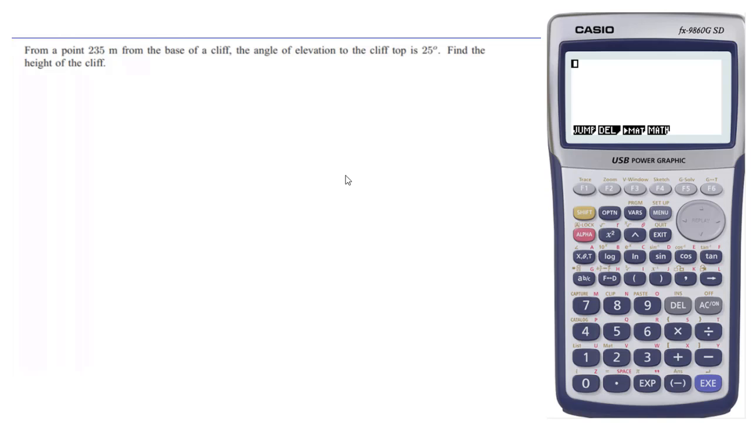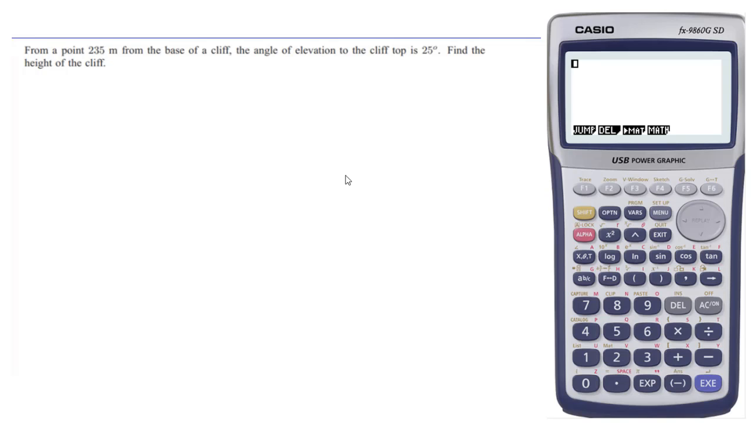From a point 235 meters from the base of a cliff, the angle of elevation to the cliff top is 25 degrees. Find the height of the cliff. So if you draw a diagram, and you know what angle of elevation means and you get your diagram right, it becomes a very simple SOH CAH TOA problem. Otherwise, it's well, impossible to tackle, really. So what we need to do is draw a nice diagram.